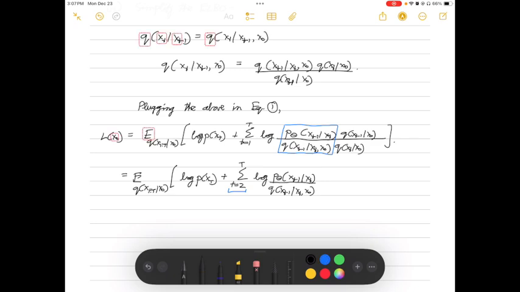Now we will group the remaining two terms, again from t equals 2 to T. We will group log of q of x_{t-1} given x naught divided by q of x_t given x naught. So that is taking these two terms and grouping them together for time steps 2 to T.